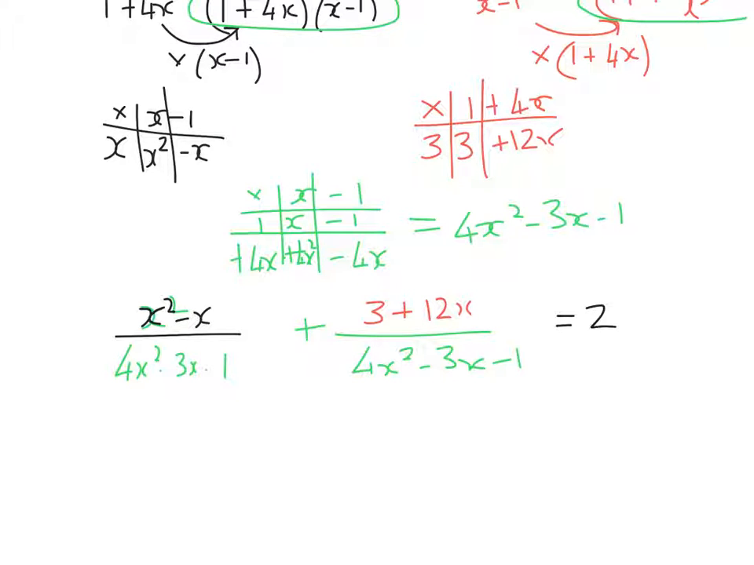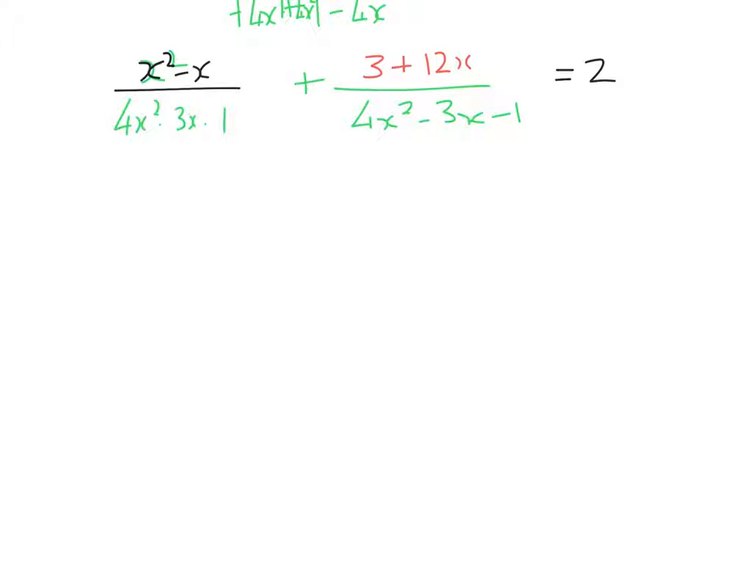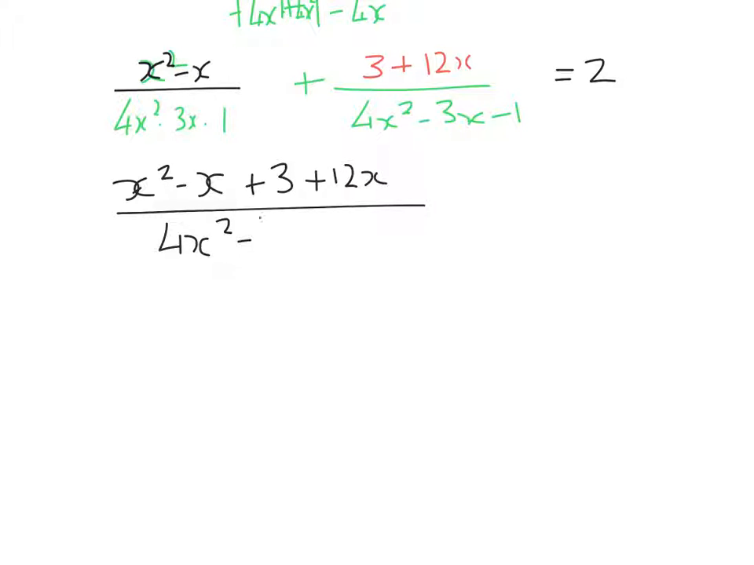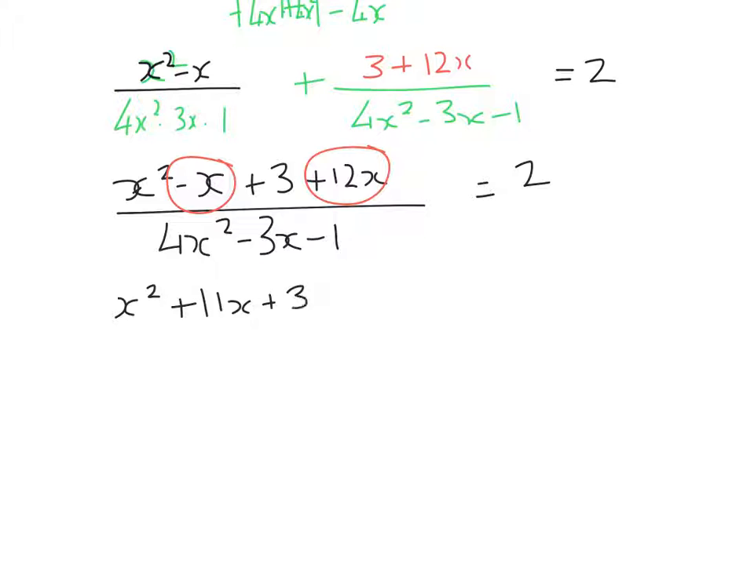So I'm just going to put everything onto one line now. So I've got x squared minus x plus 3 plus 12x all over 4x squared minus 3x minus 1 equals 2. I'll just do some simplifying on the top. x squared minus x plus 12x is plus 11x, plus 3 all over 4x squared minus 3x minus 1 is equal to 2.